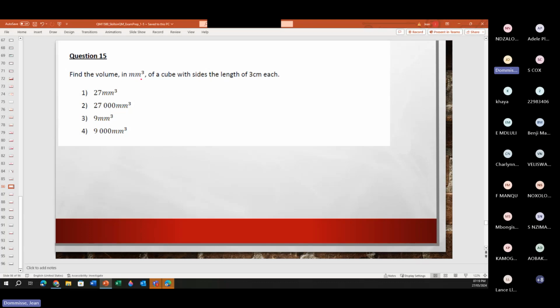Find the volume. This seems like a better one. Okay, not as easy. In millimeters, of a cube with sides of 3 centimeters each. Okay, so a cube, 3 centimeters each.